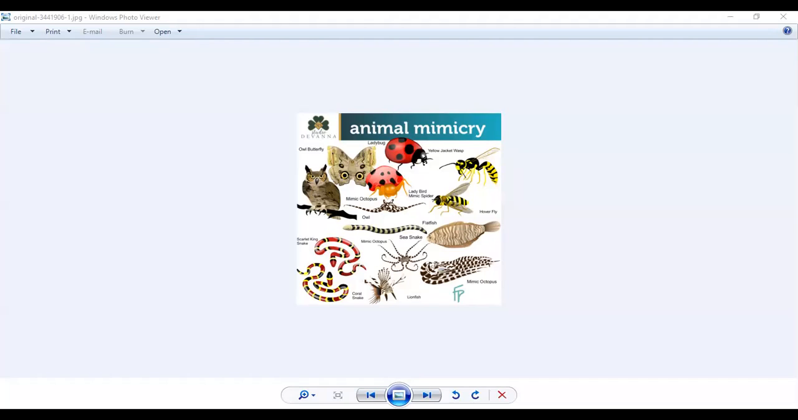Yes, Hannah, what else? Maybe the cattle egret and cattle?